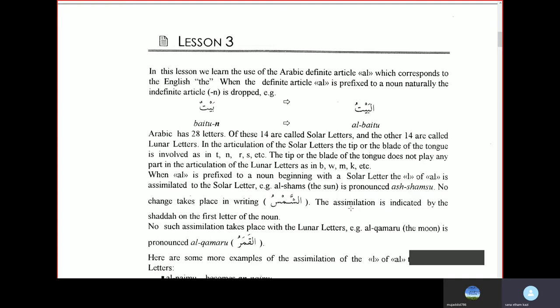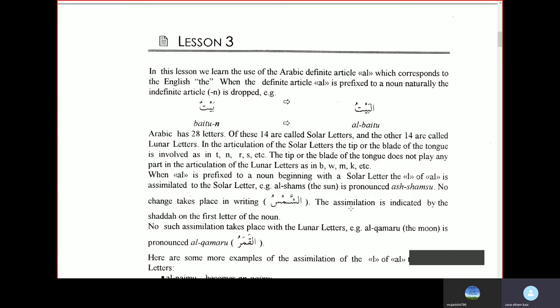Of these, 14 are called solar letters, and the other 14 are called lunar letters. In the articulation of the solar letters, the tip of the blade of the tongue is involved, as in nun, ra, etc. The tip of the blade of the tongue does not play any part in the articulation of the lunar letters, as in ba, waw, mim, kaf, etc.